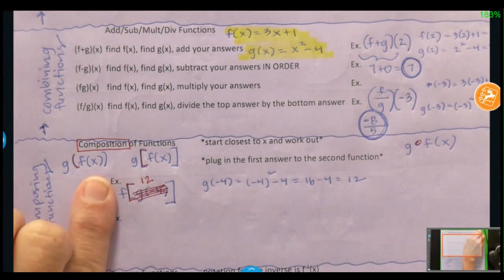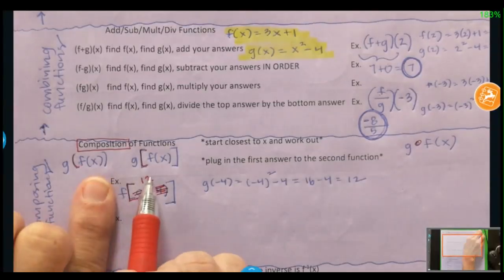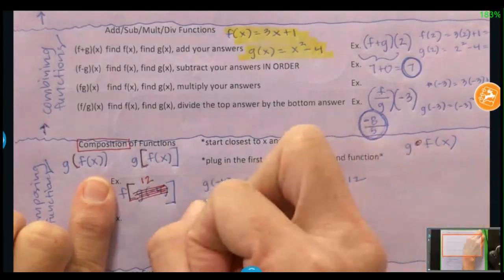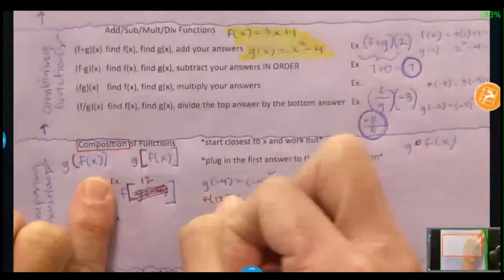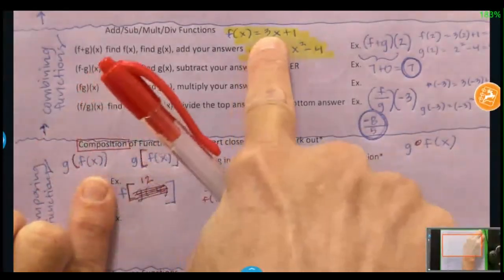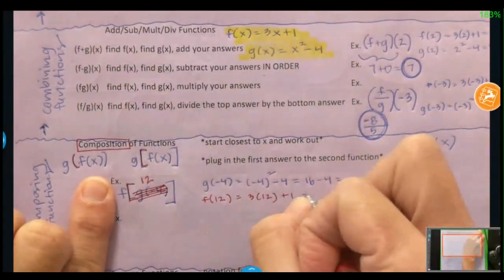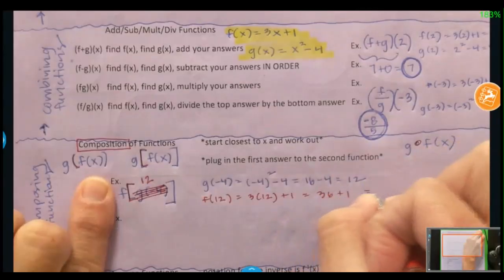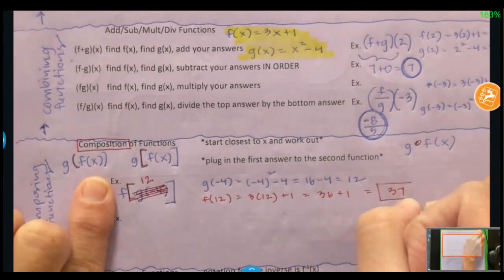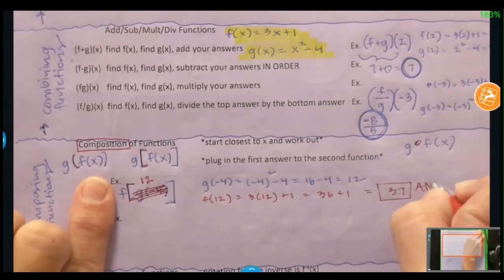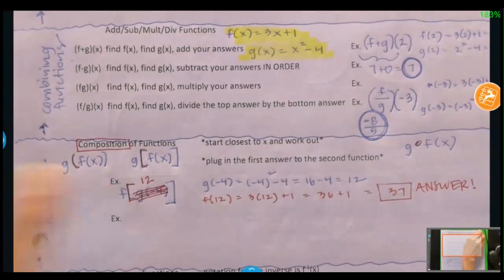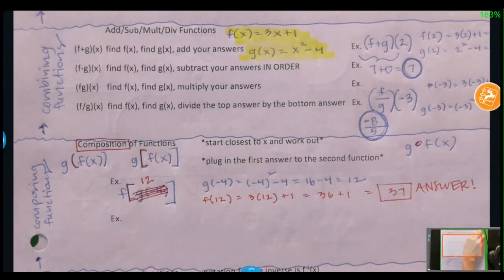So now I move my finger, and I need to do f of 12. So now I'm going to do f of 12. I go to my f function, which is up here at the top. So I'm going to do 3 times 12 plus 1. That's going to be 36 plus 1. And the answer is 37. The answer is not 12. The answer is 37. You start at the innermost function and you work your way out. Do not put a box around 12.